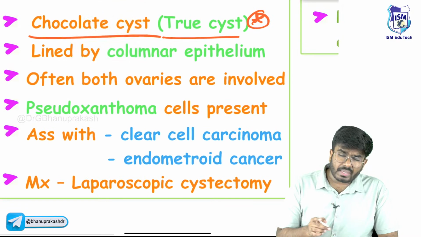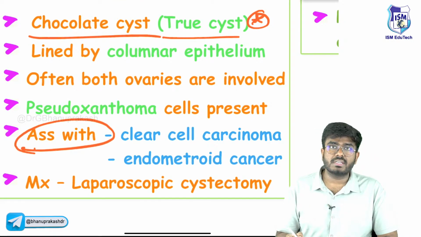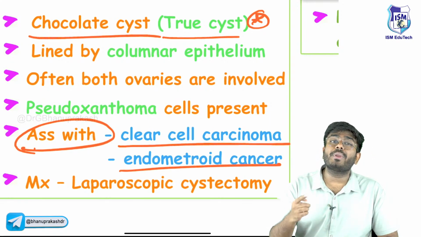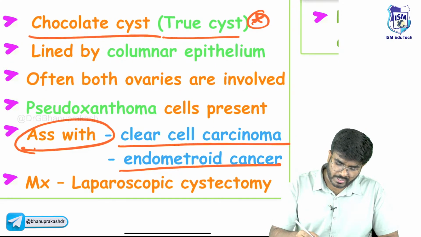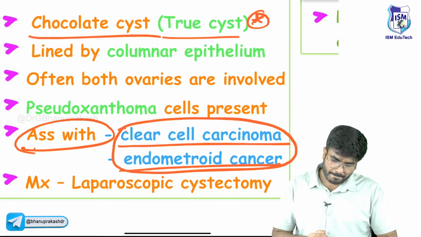See, in pathology, what I want you to know is associated with this chocolate cyst. If a female is having a chocolate cyst, there is a chance that she can develop clear cell carcinoma of the ovary or endometrioid carcinoma of the ovary. So yes, chocolate cyst increases the risk of ovarian cancer.